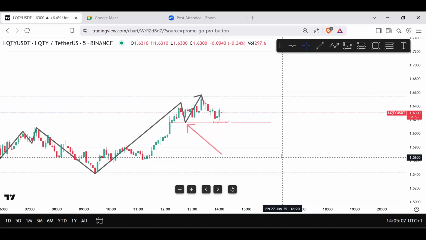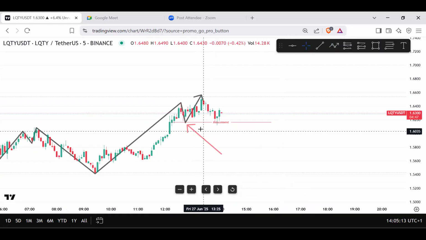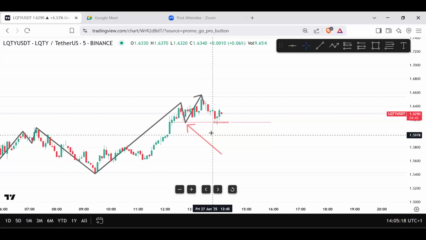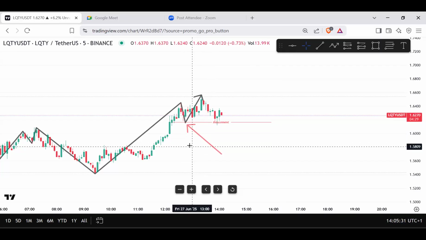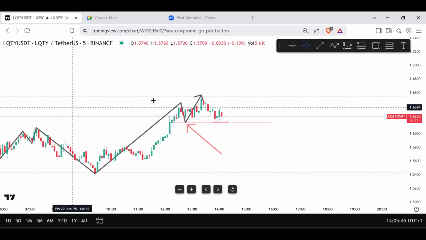Price is always looking to take out inducement before moving higher. So it allows us to know where to enter the market. We're going to talk more about it, but now we're just looking to know how to identify inducement.